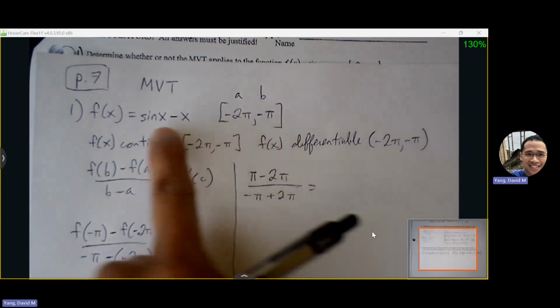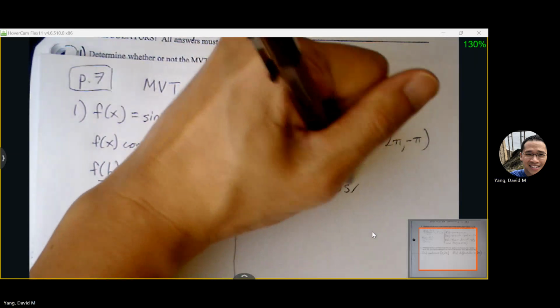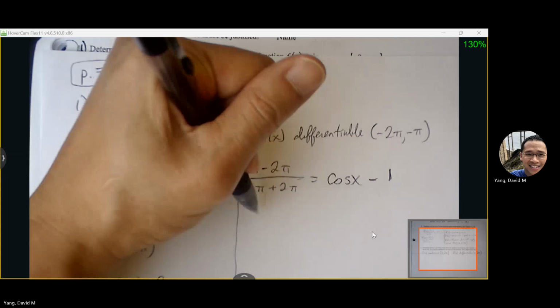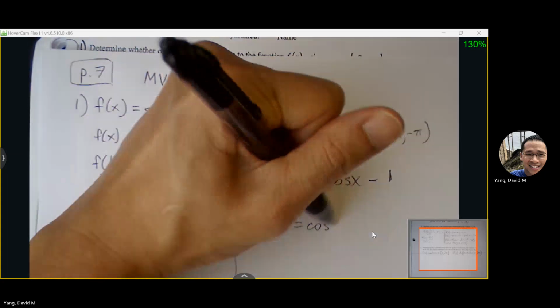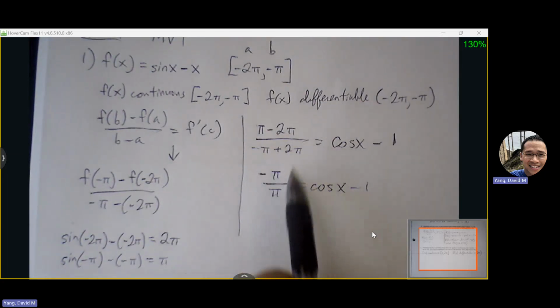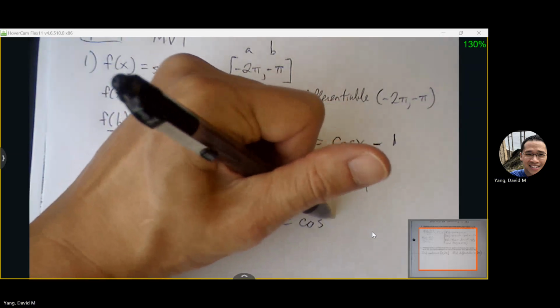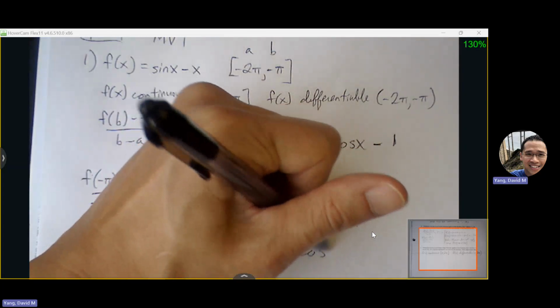So f prime, sine becomes cosine, x becomes 1. Pi minus 2 pi is negative pi. Negative pi plus 2 pi is pi. So this ends up being negative 1. End up with cosine of x equal to 0.